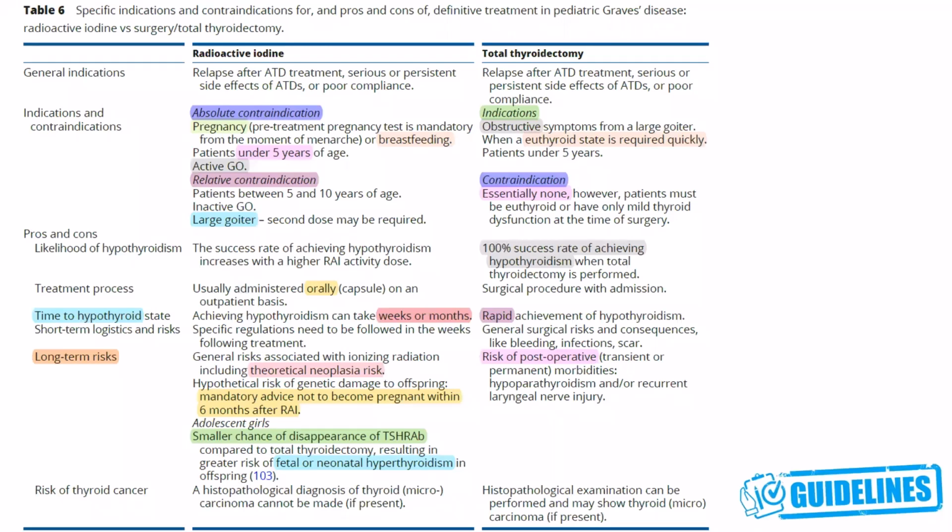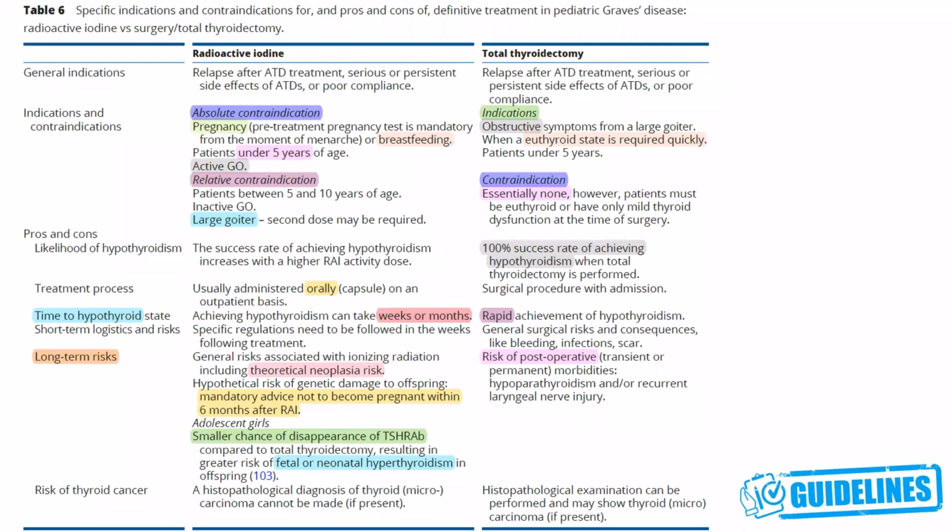What about the total thyroidectomy? The main indication is if there is an obstructive manifestation, and also the euthyroid state occurs immediately after total thyroidectomy. So in any case, if we require euthyroidism rapidly, total thyroidectomy is the preferred option. Also, in a patient less than 5 years, total thyroidectomy is the best option. There is actually no contraindication to total thyroidectomy, except if the surgeon is not well qualified.